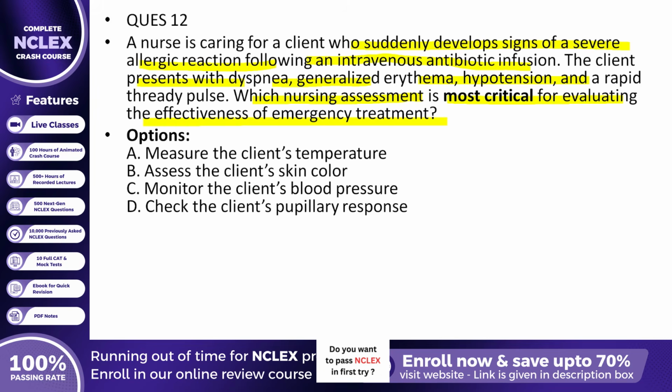Option A, measure the client's temperature. Option B, assess the client's skin color. Option C, monitor the client's blood pressure. And option D, check the client's pupillary response. The correct answer is option C, monitor the client's blood pressure. Now, let us understand the advanced rationale behind this.